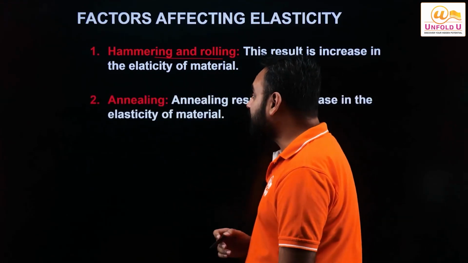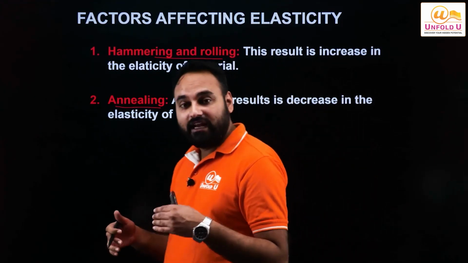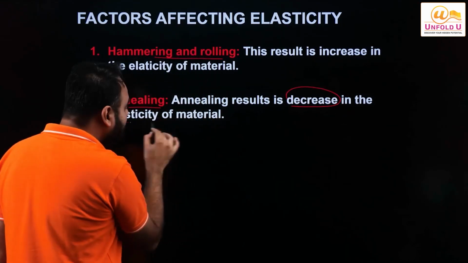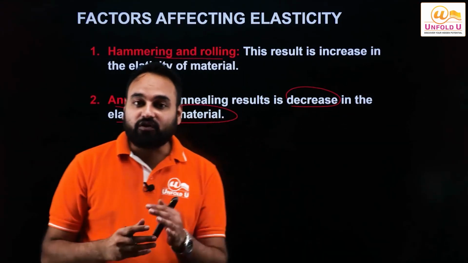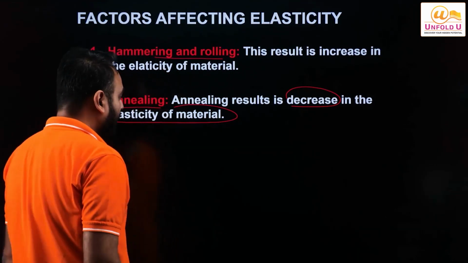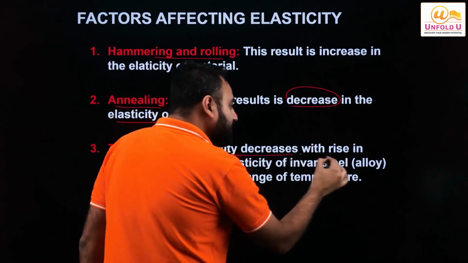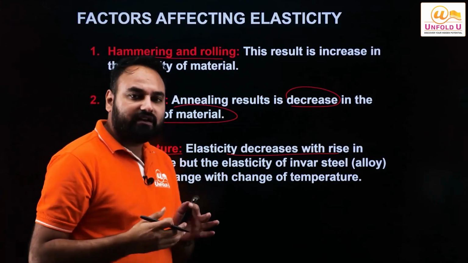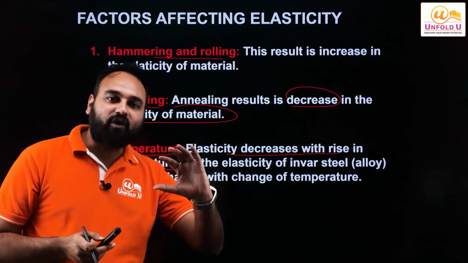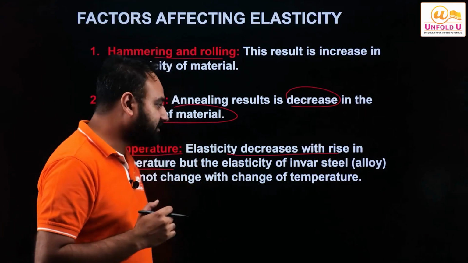Then the next factor on which it depends is annealing, right? Annealing results in a decrease in the elasticity of the material, right? So because of annealing, elasticity decreases, right? You have to remember this thing. Now, next is the temperature. Elasticity decreases with a rise in temperature, because you can relate it: when we increase the temperature of a body, there is a tendency of the body to melt down, and if a body is melting down, its elastic behavior will for sure decrease, its elasticity will decrease, right?